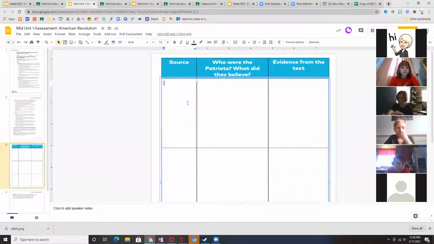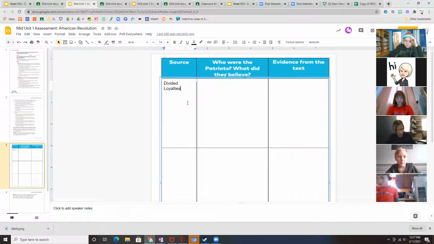So you should have over here in source, Divided Loyalties. And once again, who and what. So one section for who, one section for what. Before it became a country, America was made of 13 colonies, et cetera, et cetera. Some colonists called patriots felt that this was unfair about voting. The patriots wanted to set up their own government. Other colonists called loyalists. So you're going to put something specific about Divided Loyalties.